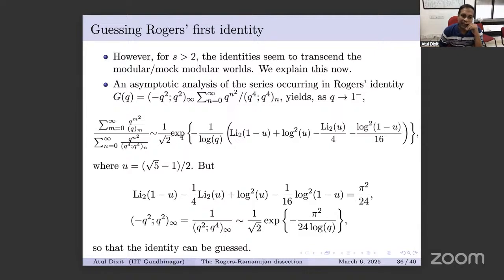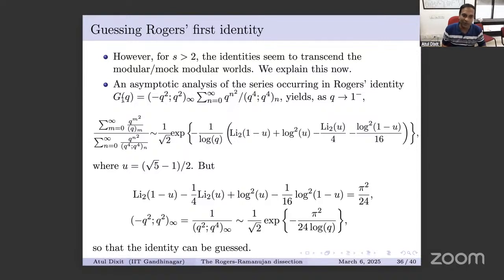So whenever you have something like exponential of minus 1 by log Q times some rational multiple of pi square, that should be linked to a Q product. Because here you can see that minus Q square sub infinity, which is the same as, by Euler's theorem, 1 by Q square, Q raised to 4 sub infinity, has exactly exponential of minus pi square by 24 log Q. So asymptotically, we see that this has the same asymptotic as this. And then one can actually go ahead and prove it, right? And why I'm saying suddenly about Rogers' identity, because we were thinking that for S greater than 2 also, we can have this sort of self-similarity, G of Q to the power 4.